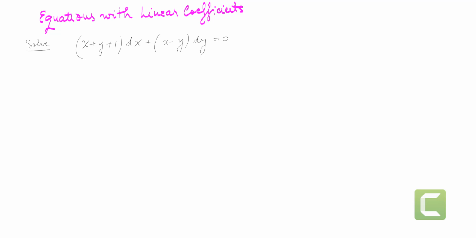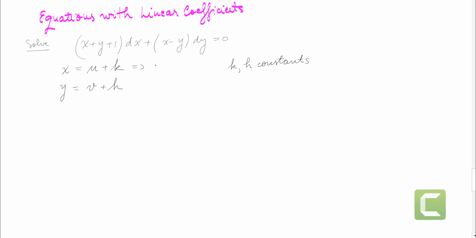Equations with linear coefficients. So let's solve (x + y + 1) dx + (x − y) dy = 0. The idea of these equations is to use some substitution where x is going to be u + k and y equals v + h, where k and h are constants and u and v are my new variables.